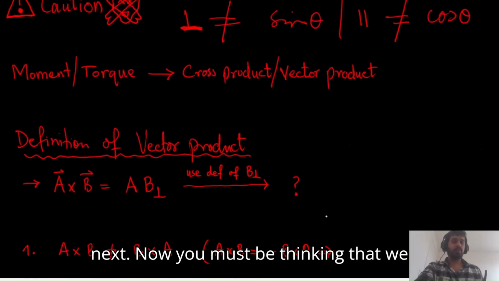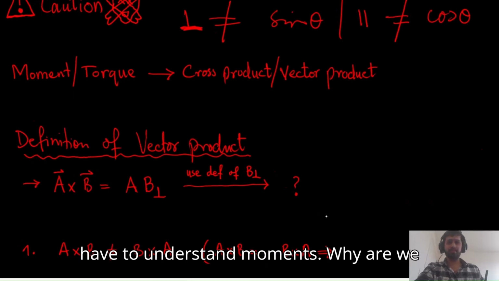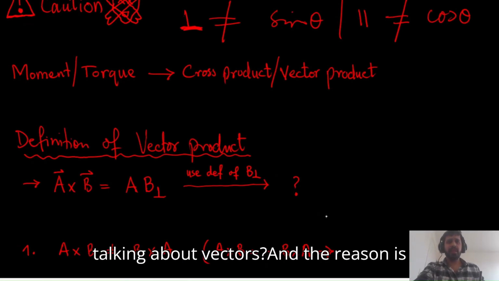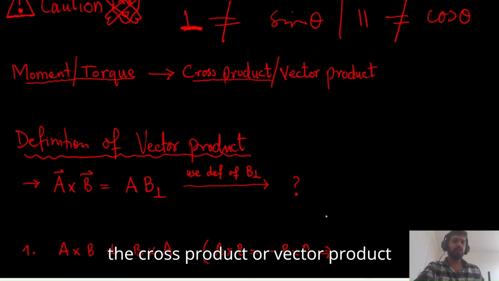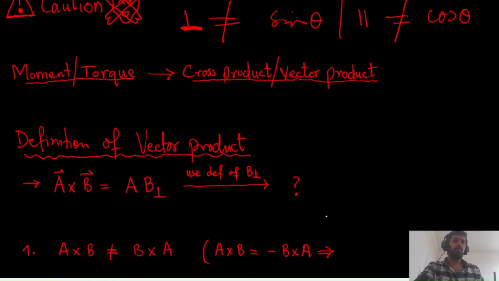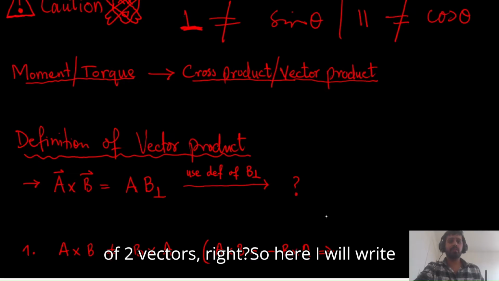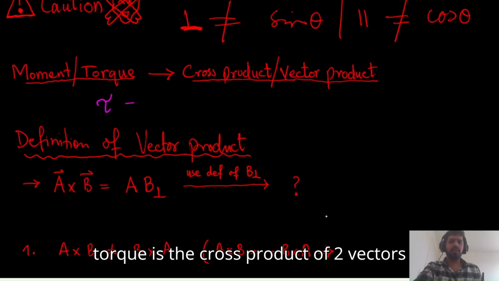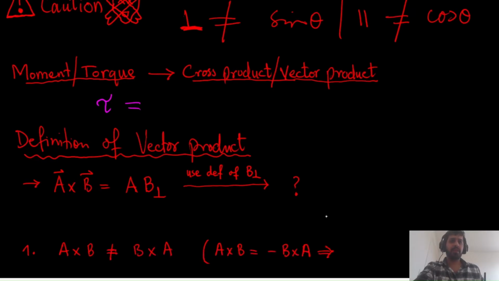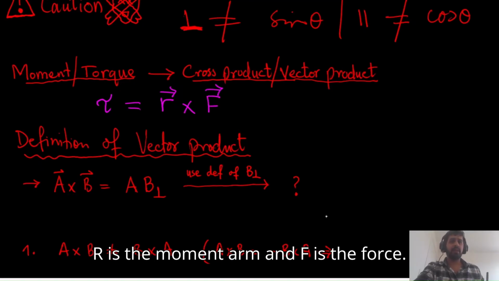Okay, next, now you must be thinking that we have to understand moments. Why are we talking about vectors? And the reason is that moments or torque is just the cross product or vector product of two vectors, right? So here I will write the definition of moments. Moments or torque is the cross product of two vectors, and the two vectors are r and f. So what is r? What is f? R is the moment arm and f is the force.